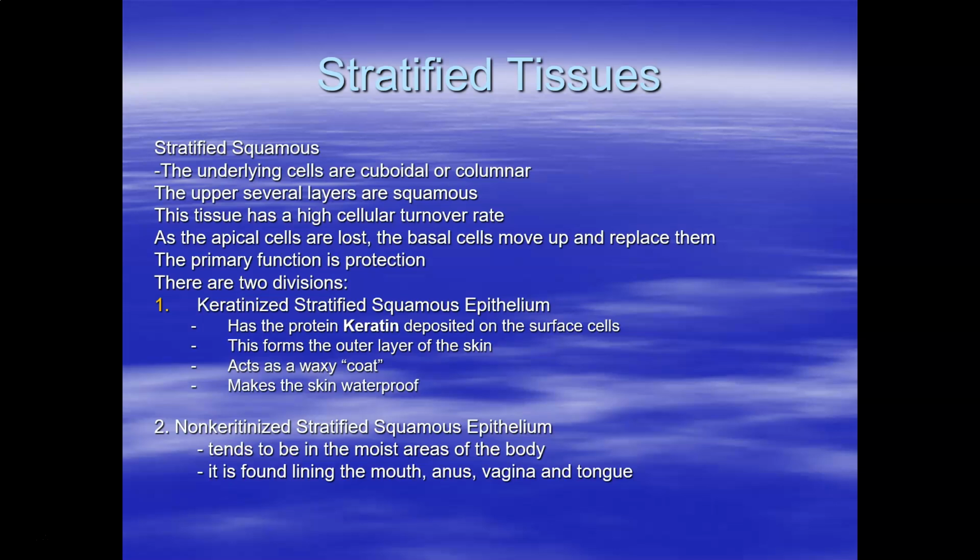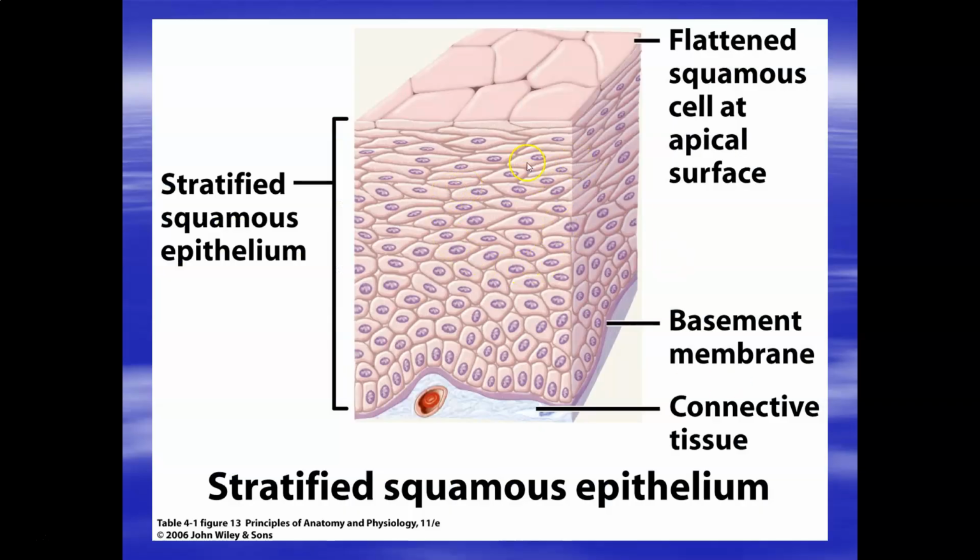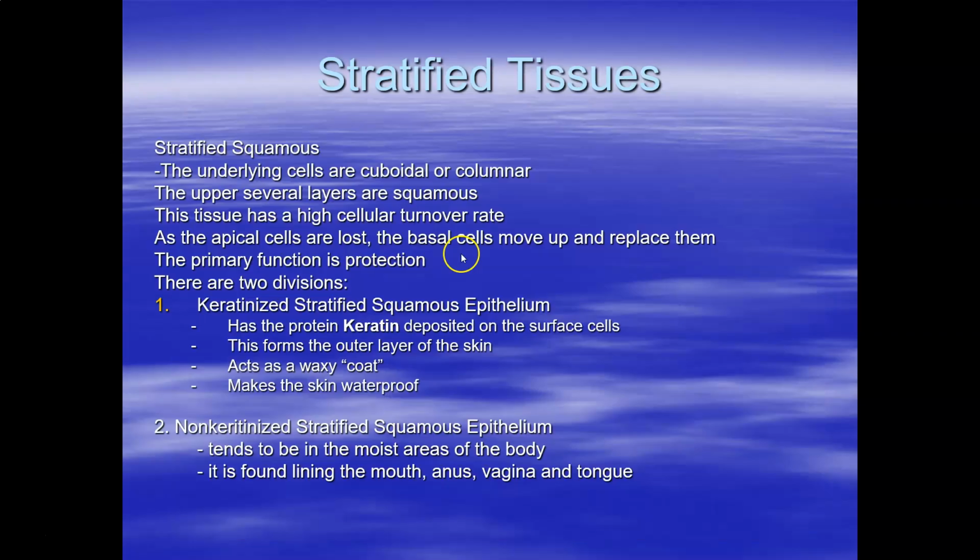So therefore, because of the thickness, its primary function is protection. We can see here the most basal cells are cuboidal in shape. And as we move towards the apical surface, we can see they're becoming more squamous in shape, with the upper couple of layers being completely squamous, and therefore it's named because of the most apical cell.